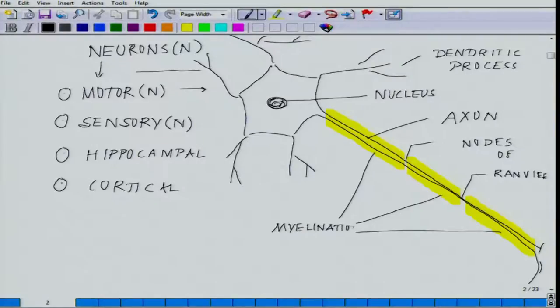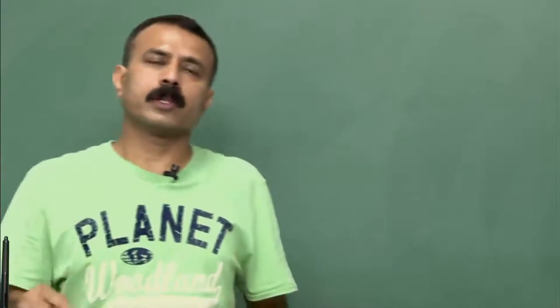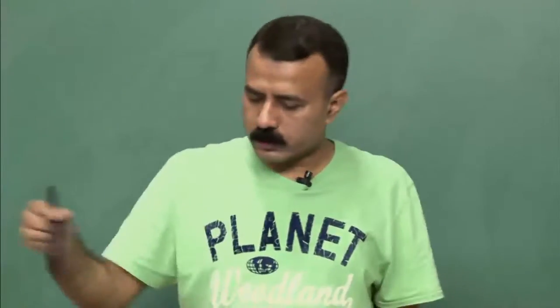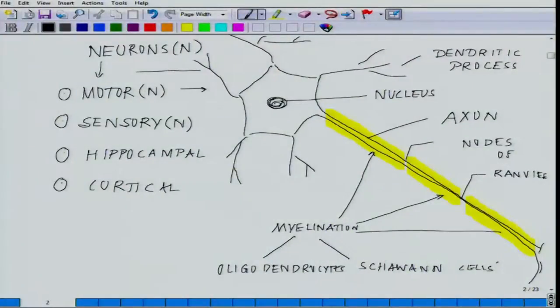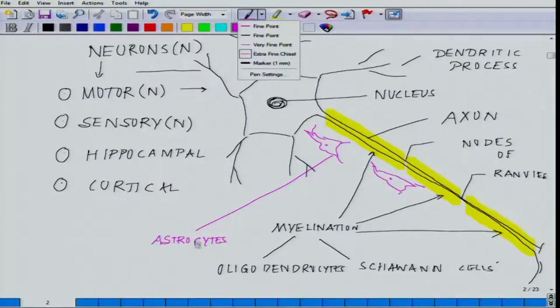And these myelination sheaths are either myelinated by oligodendrocytes or by Schwann cells. These are the two myelinating cells, and these are the supporting cells or the glial cells. Apart from them, there is one more glial cell out there, the astrocytes. These are involved in myelination, and apart from it, there are supporting cells present in the proximity of these neurons all over the place, which are called astrocytes.